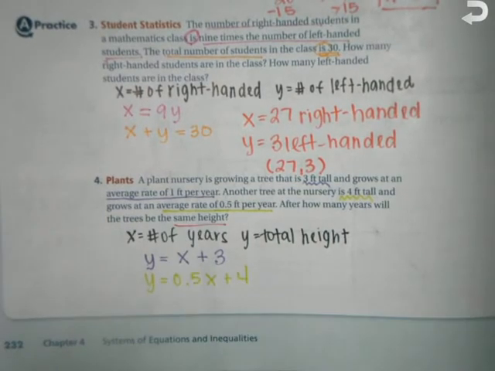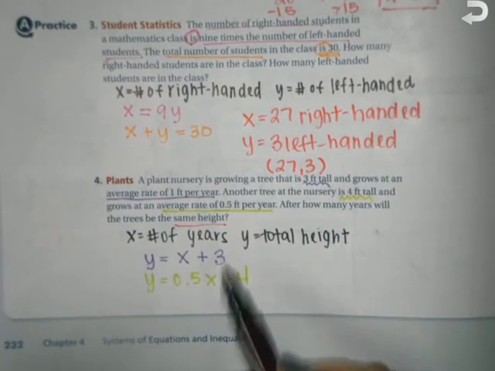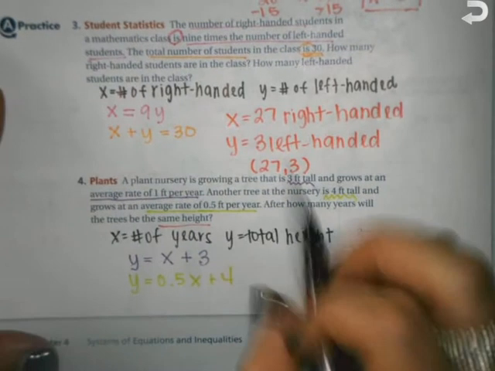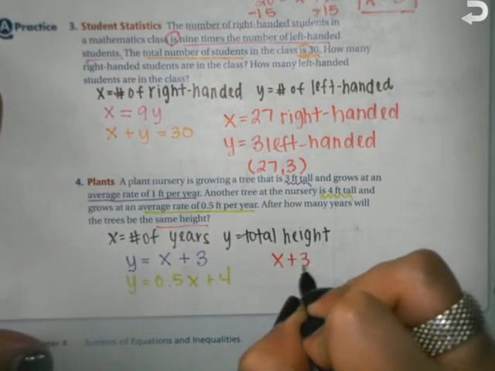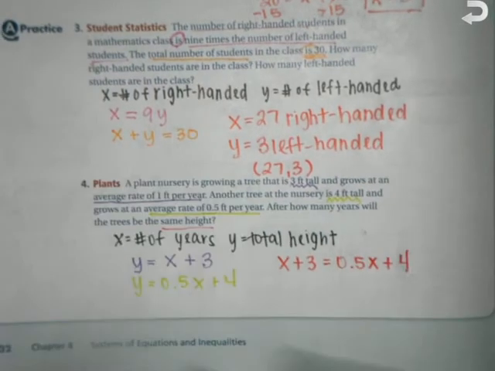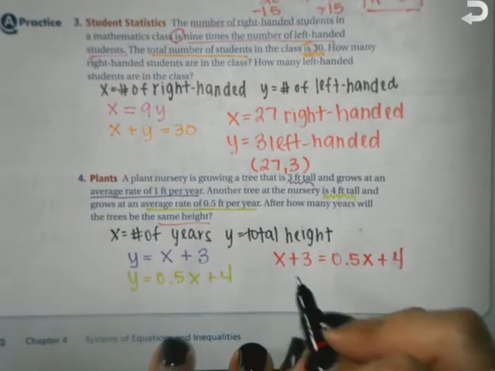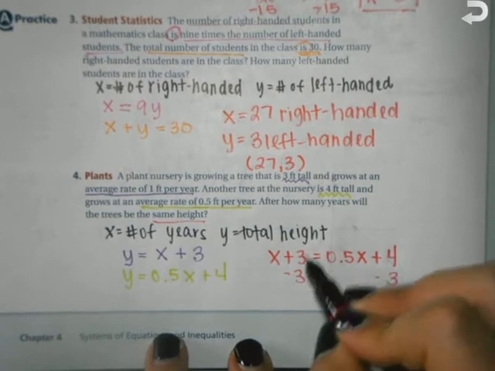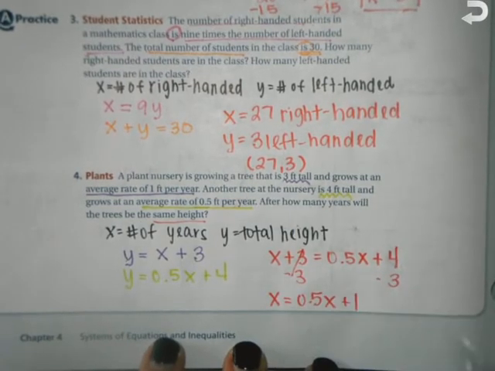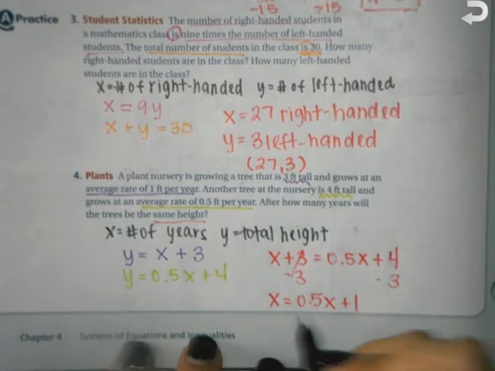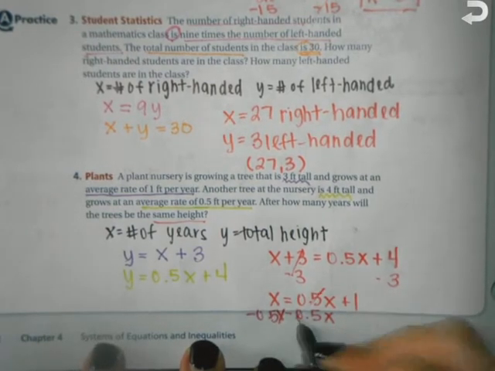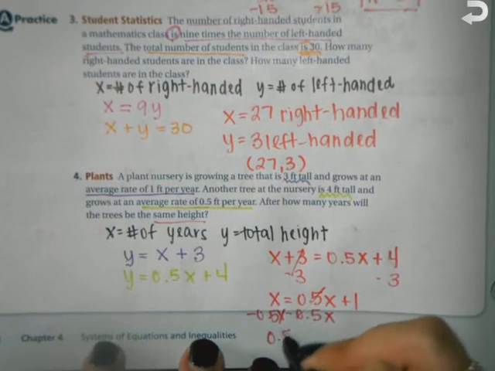What did we do if these both represent the height and I want them to be the same? Set them equal to each other. So x plus 3 equals 0.5x plus 4. Subtract 3 from both sides. So x equals 0.5x plus 1. Subtract 0.5x. So that's going to be 0.5x equals 1.